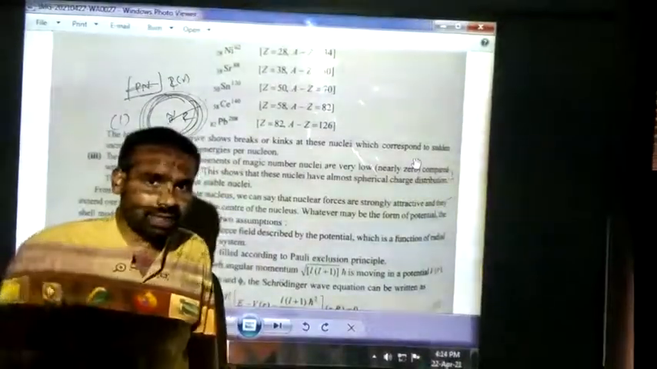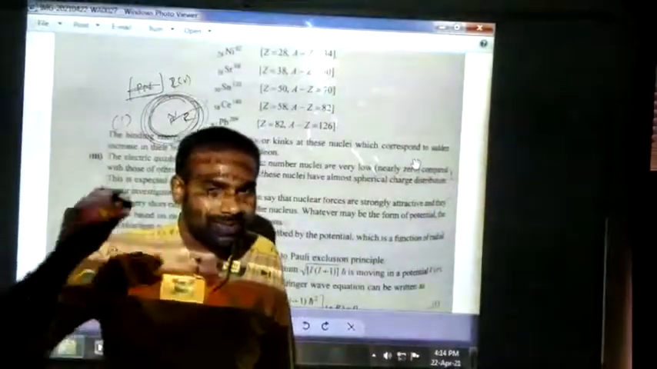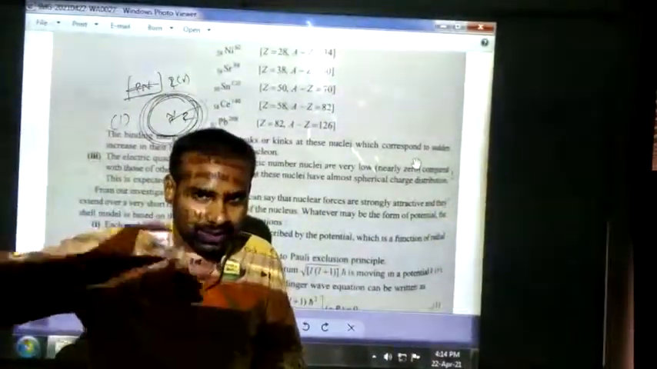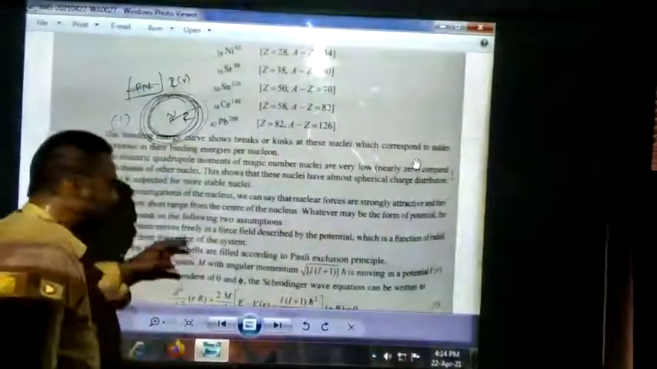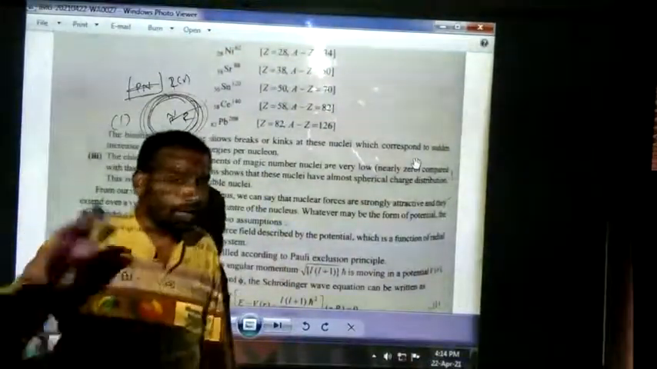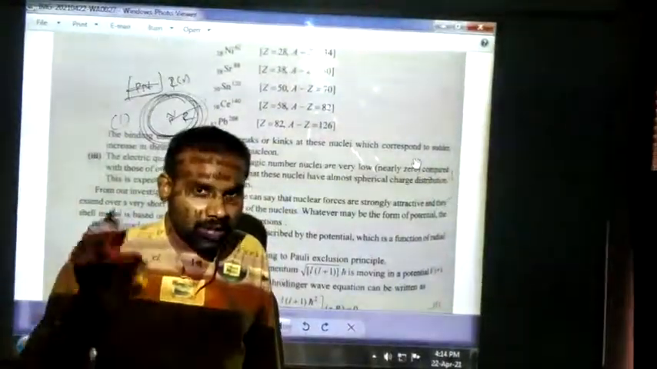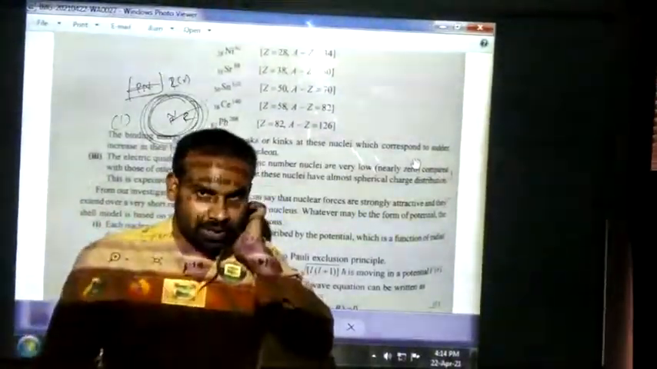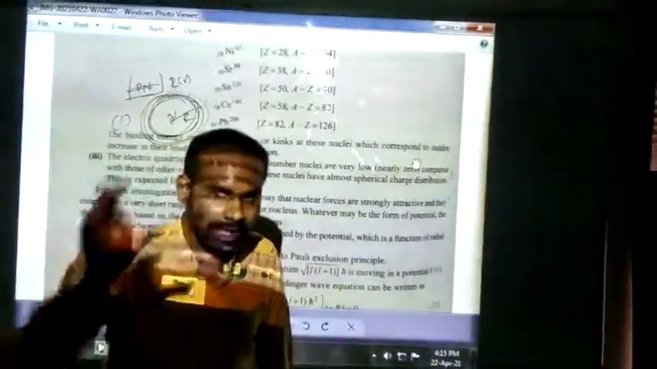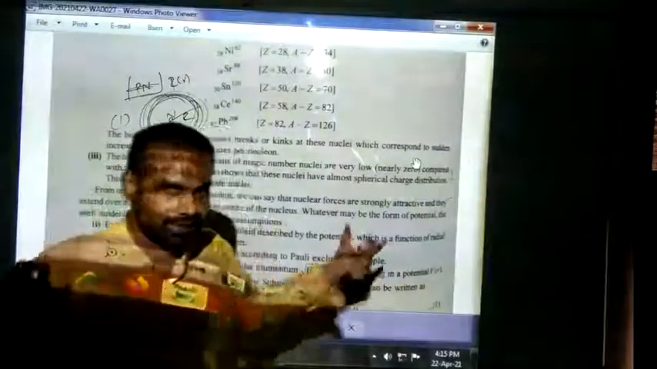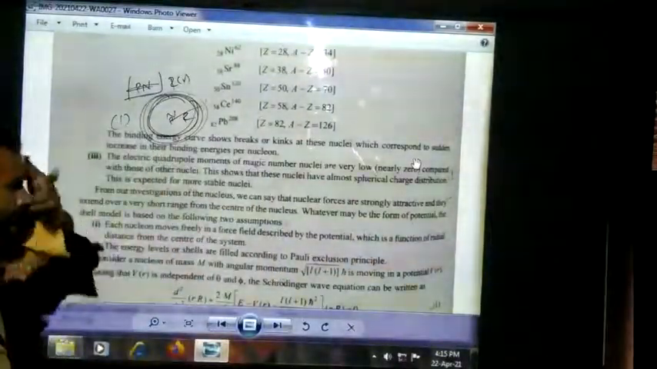Already I said the nucleus consists of a series of discrete energy levels, like shells in an atom. Those energy levels are filled according to the Pauli exclusion principle. The first shell is filled with 2 protons with opposite spins and 2 neutrons with opposite spins. That first shell is tightly bonded and very stable, as I said. So the energy levels of shells are filled according to the Pauli exclusion principle.